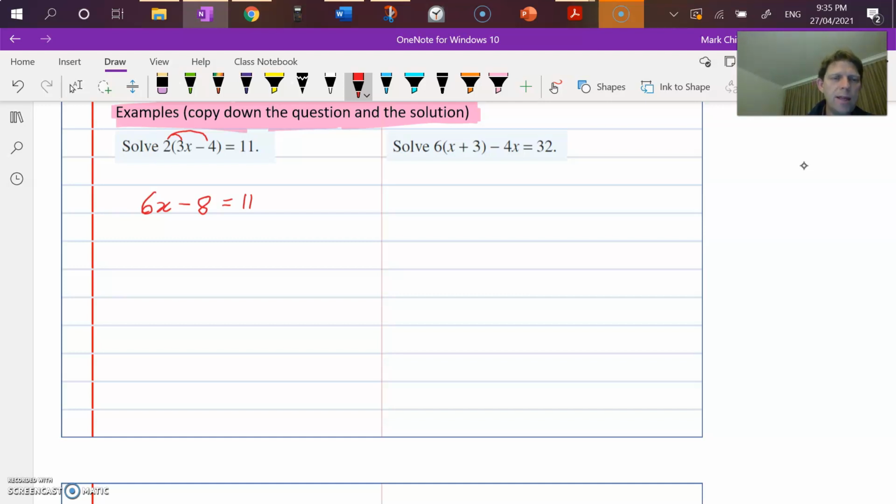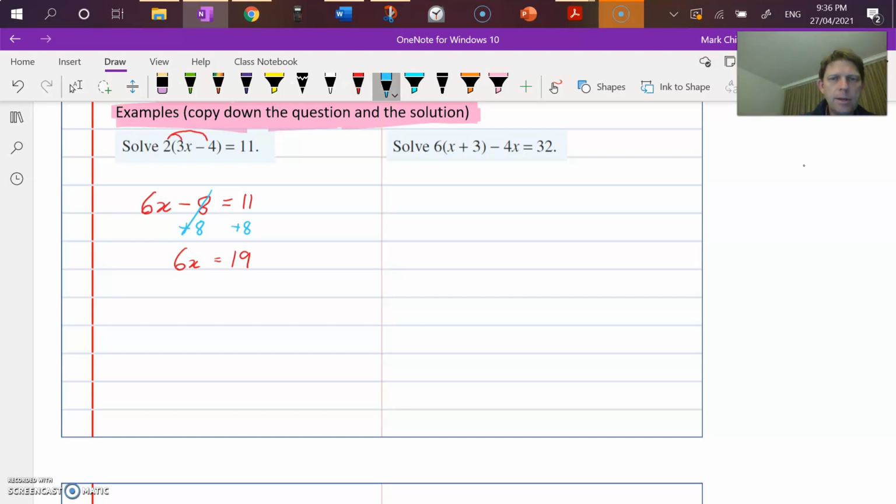Okay, so now we've made that change and we're left with what is essentially a question we're used to. If we want to solve this, we just have to undo the operations until we're left with just a letter on one side and numbers on the other. We undo our addition and subtraction before our multiplication and division. So I can get rid of that minus 8 by adding 8. But of course, whatever I do to one side, I have to do to the other. Those will cancel out, and I'm left with 6x equals 11 plus 8, which is 19.